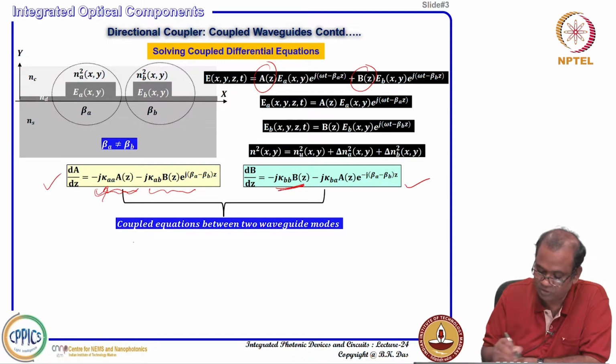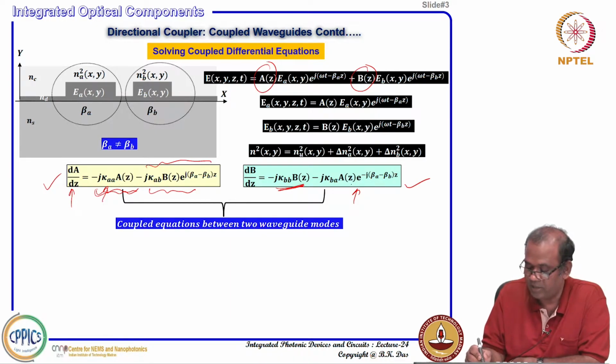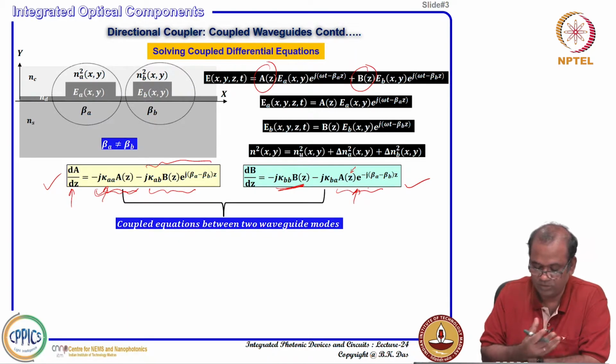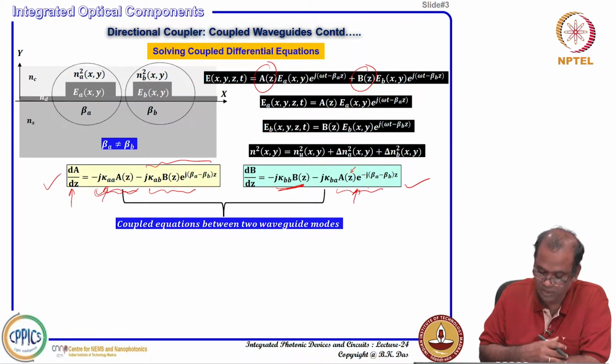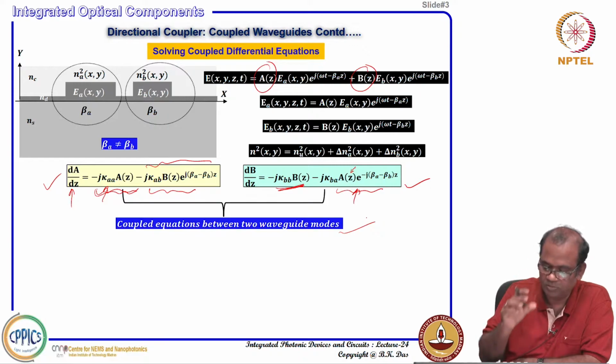Similarly, here is the coupled term. If this is non-zero, something from waveguide B is being contributed to waveguide A. In the same way, the waveguide B amplitude will evolve because of the presence of waveguide A, amplitude A(z). So the second term is the coupling term, by which power or energy can transfer from one waveguide to another. This is the coupled equation between the two waveguide modes we derived in the previous lecture. We just put it down here to follow up.